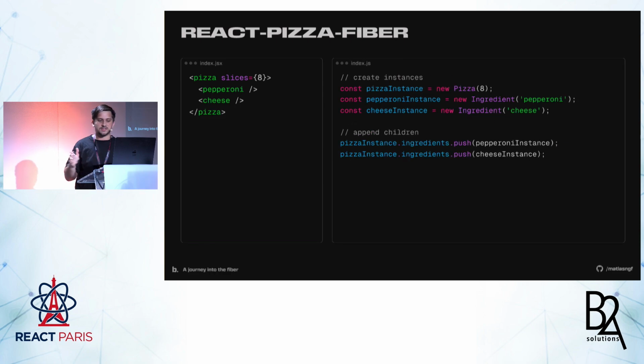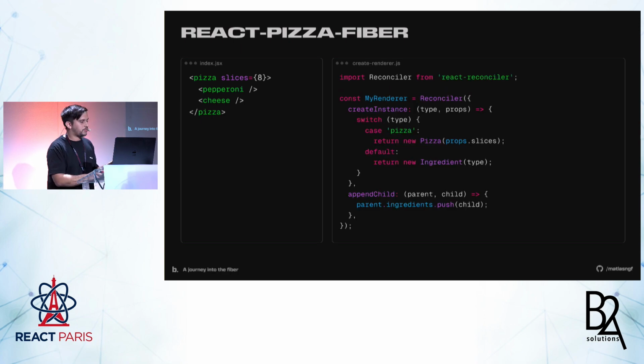Let's imagine these are our classes for creating pizza instances. We already have our library created for creating a new pizza and ingredients. So our render implementation could actually look like this. We can switch on the type. In case we detect that the type is pizza, we're going to create a new pizza instance and return it. Otherwise, I'm going to assume it's just an ingredient. And then appendChild is going to grab the parent and say, hey, add to the ingredients the corresponding ingredient.